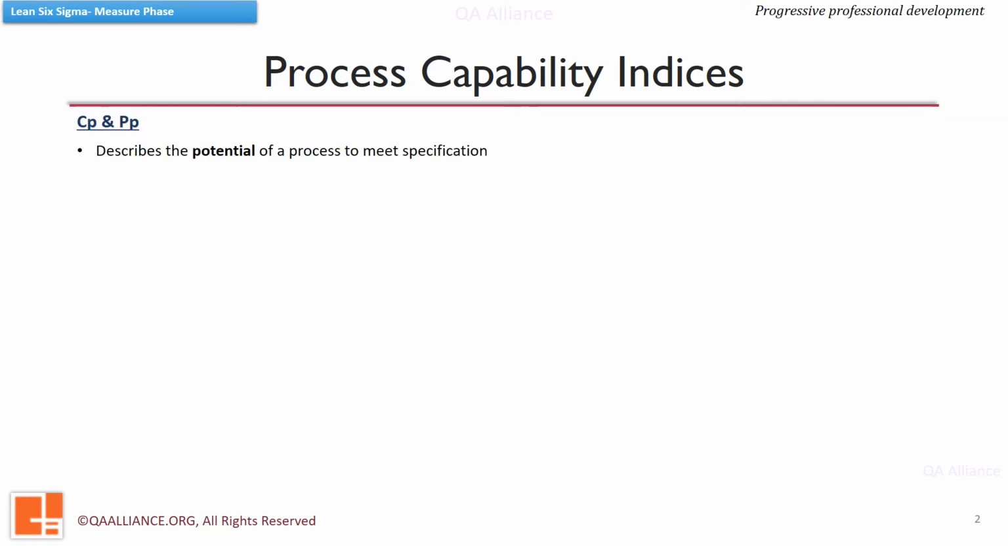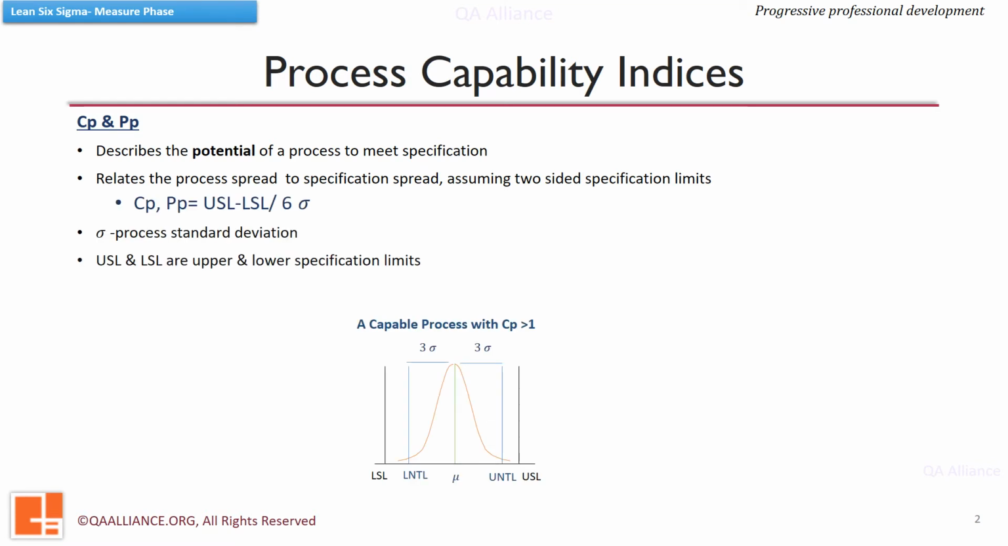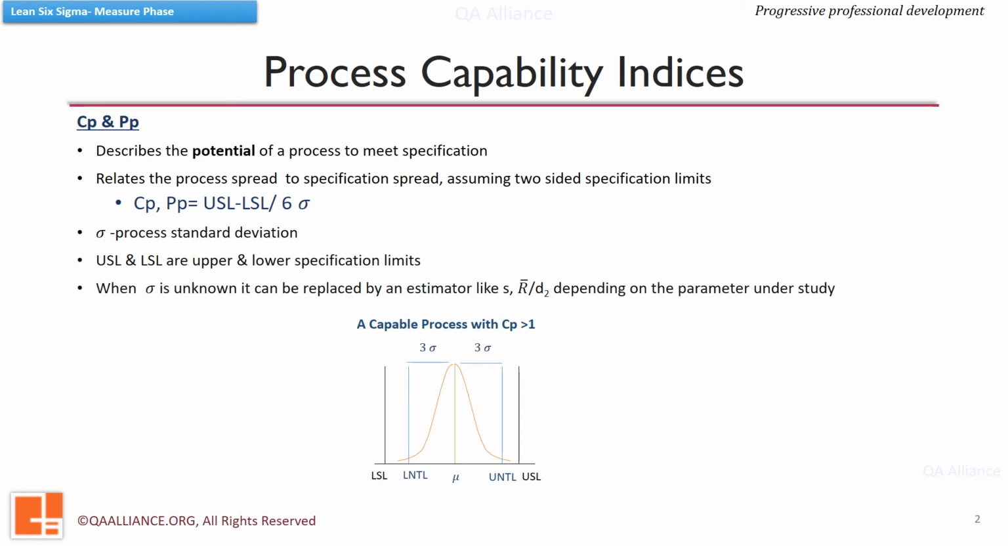CP measures process potential. It relates the process spread to specification spread, assuming two-sided specification limits. The equation, CP is equal to USL minus LSL divided by 6 sigma, shows that if process sigma is equal to or less than allowable spread, the value of CP is greater than 1. This is the ideal state. When sigma is unknown, we can calculate it using sample standard deviation or other parameters like R bar by D2.